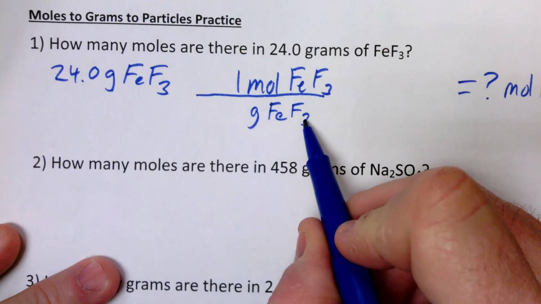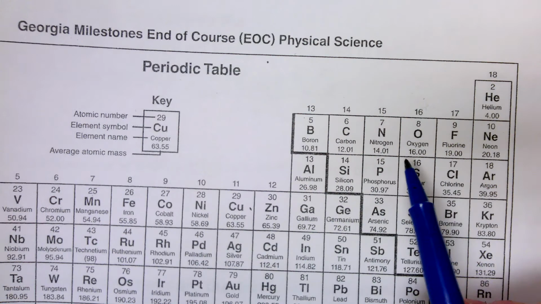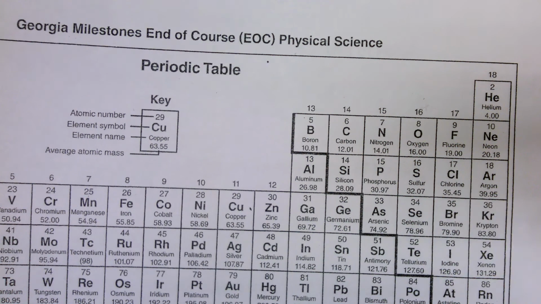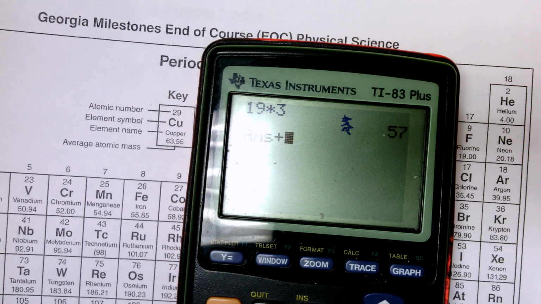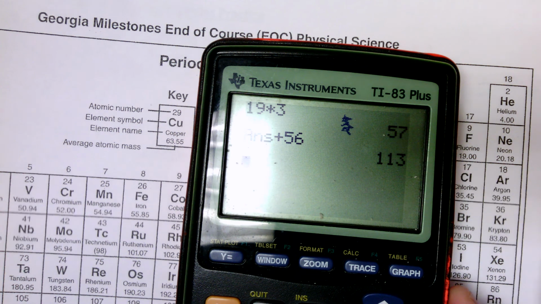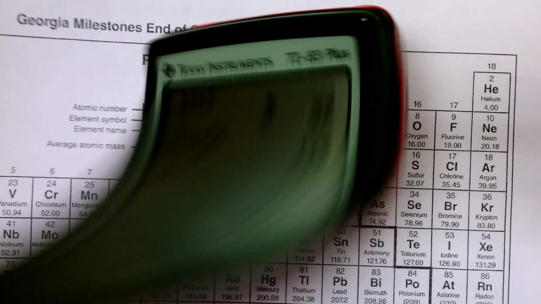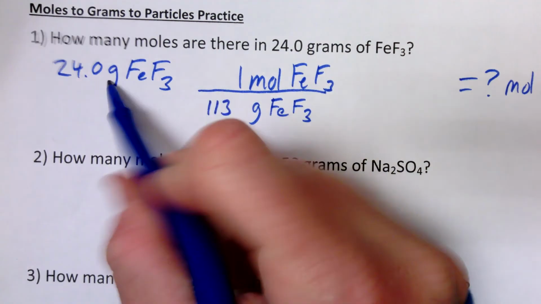So I have to add up 3 fluorines and 1 iron. And I would see that fluorines are 19. So I'm going to have to take 19 times 3. So fluorine is going to be 57, but then iron is another 56 by itself. So the total grams per mole for iron 3 fluoride is going to be 113. So it's 113 grams in 1 mole.